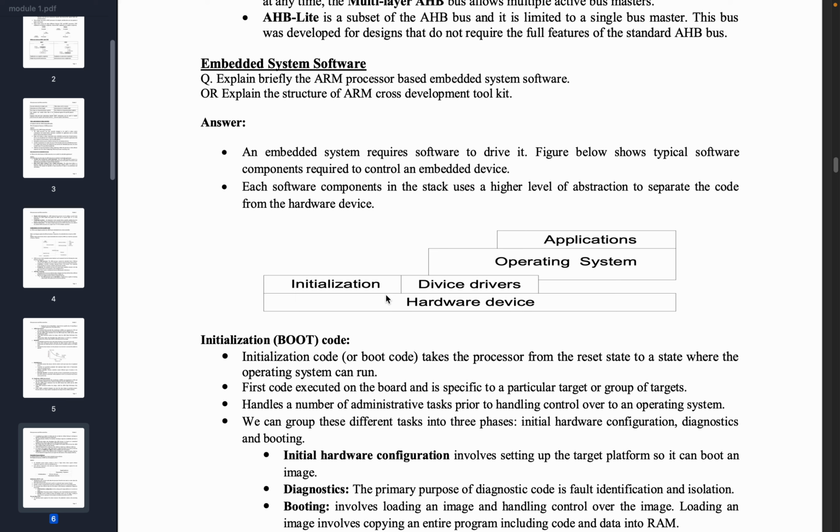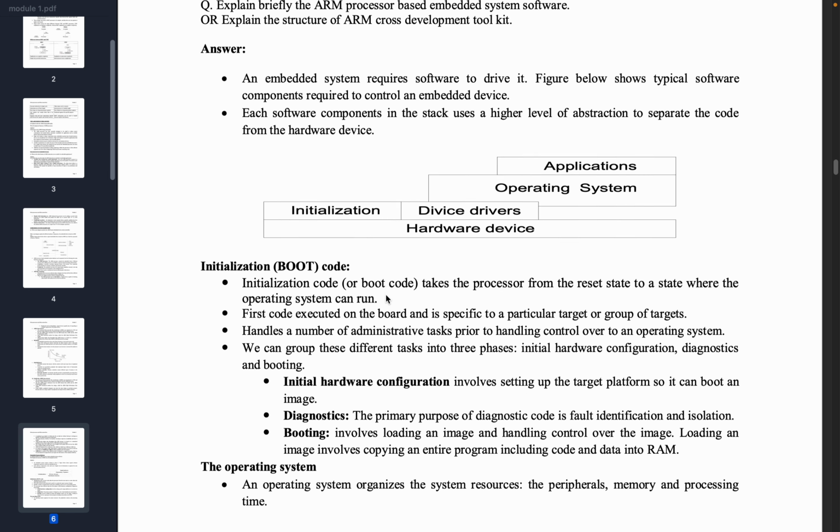Then diagnostic. The primary purpose of diagnostic code is fault identification and isolation. That is the meaning of diagnostics. Then booting involves loading an image and handing control over to the image, and loading an image involves copying an entire program, including code and data, into the RAM. That is the booting section.